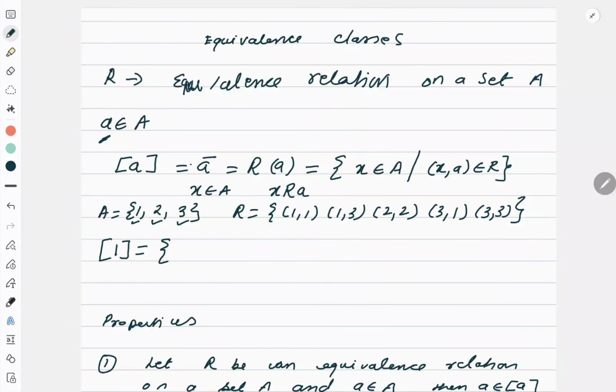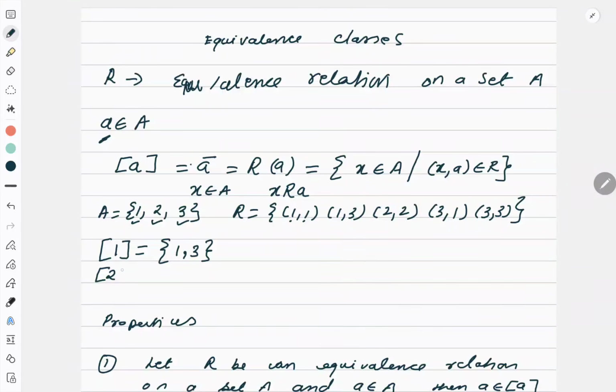Now what I said in the definition, every element of A which is R related to 1 will belong here. See here, 1 is related to 1, so the first element will be 1. Obviously, an equivalence relation is always reflexive, so the element for which I am finding the equivalence class will always belong to it. Now see, 1 is connected to 3 also. So 1 is related to 1 and 1 is also related to 3. So this is the equivalence class of 1.